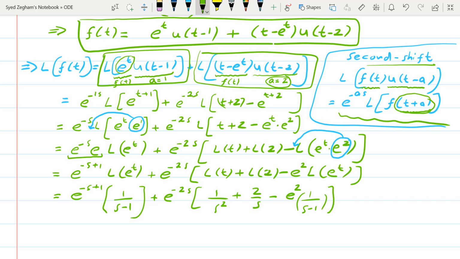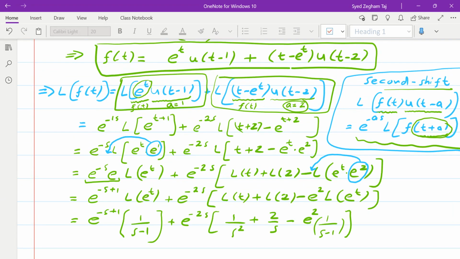So this is how you write a function in terms of unit step function, and then you apply the second shift property and you find the Laplace transform of that function. Okay, so I hope everything was clear in this video, and this is all for this one.